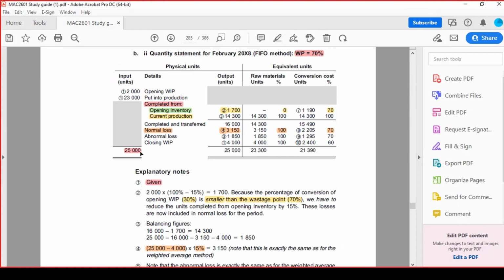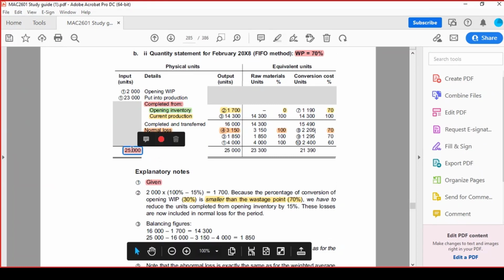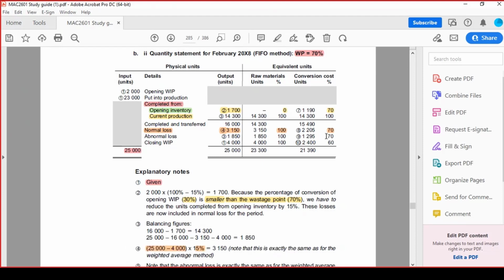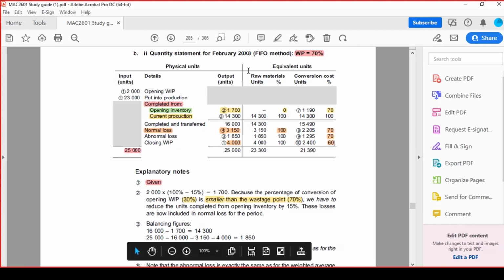Abnormal loss is the balancing figure. And we said, how do we calculate it? You take the 25,000 from your input, you minus what was completed, the 16,000, you minus the normal loss, the 3.1, and you minus your closing WIP. Then the balancing figure will be your abnormal loss. Done. Then raw material 100%, and your conversion cost here will be your wastage point, being the 70%. Closing WIP is 4,000. Remember, closing WIP is not affected by first in, first out. Raw material 100, and then your conversion cost will be at the completion rate, being 60%. Then you add everything, then you're done.